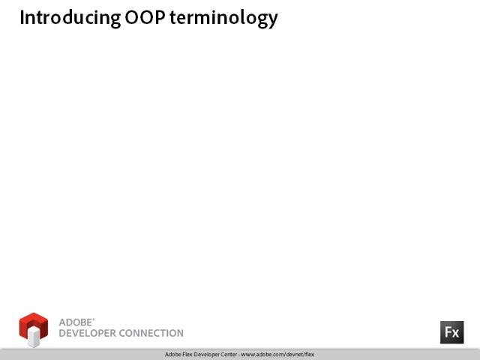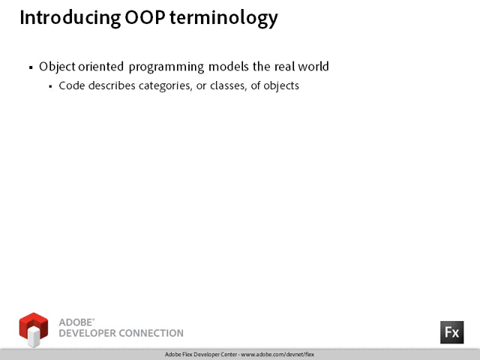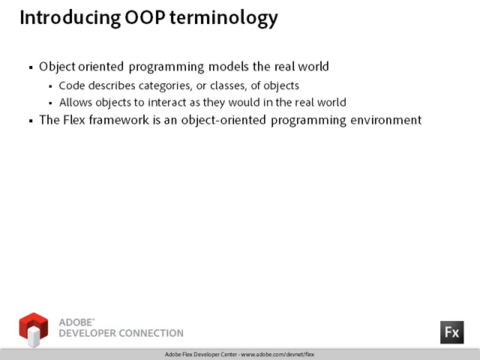A core concept behind object-oriented programming is that problems are easier to solve if you model your programming needs on the real world. In OOP, your code describes the classes of objects involved in a problem to be solved, and then allows those objects to interact as they would in the real world. In this video, I will introduce you to OOP terminology and discuss how classes, objects, properties, methods, and other OOP concepts are implemented in the Flex framework.